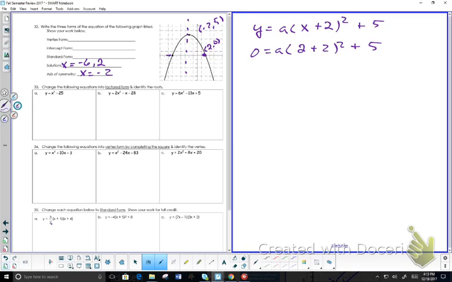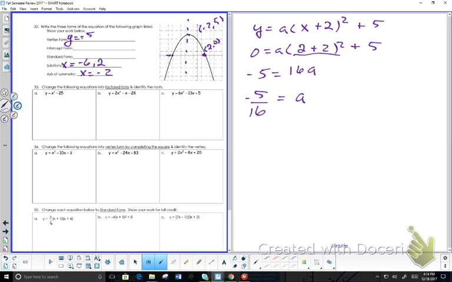So now I'm just looking to solve for a. My first step would be to subtract the 5 from both sides. This right here is going to be 2 plus 2, which is 4. 4 squared is going to be 16, so I got 16a. Divide both sides by 16, and I got -5 over 16. So our vertex form is going to look like y equals -5/16 (x plus 2) squared plus 5.